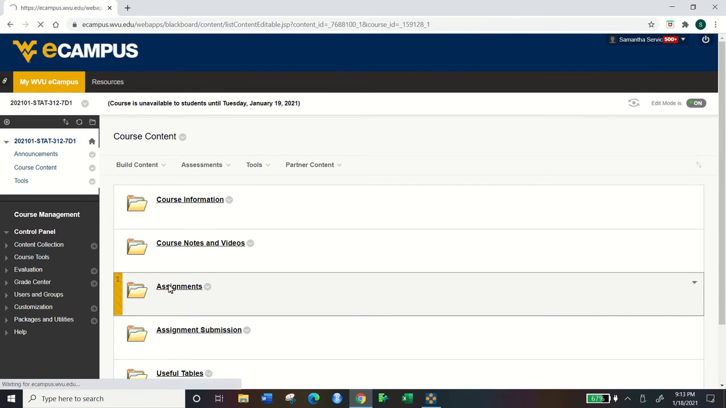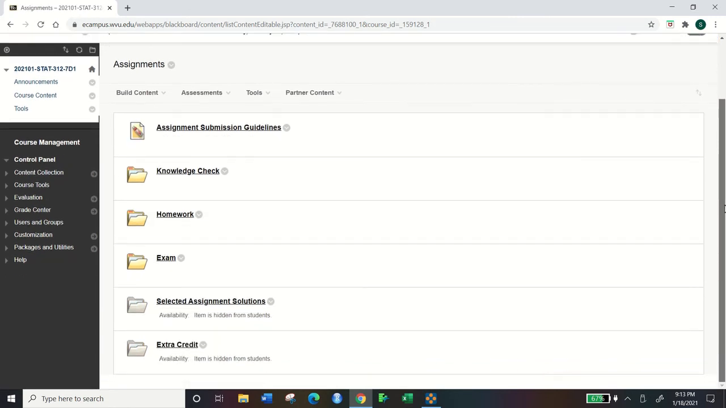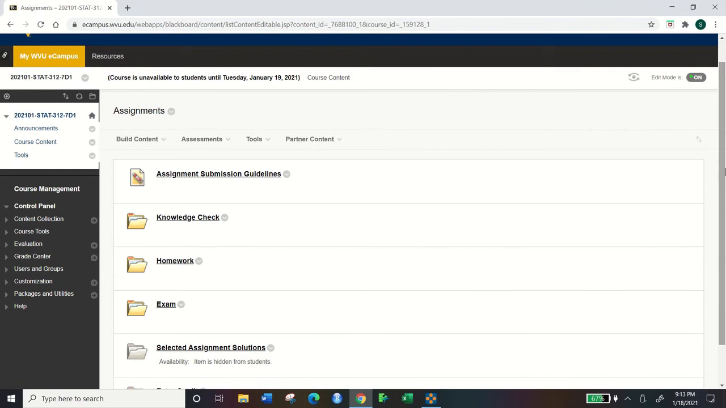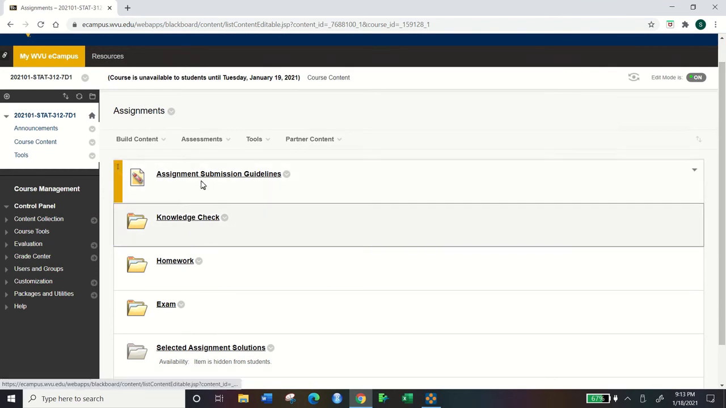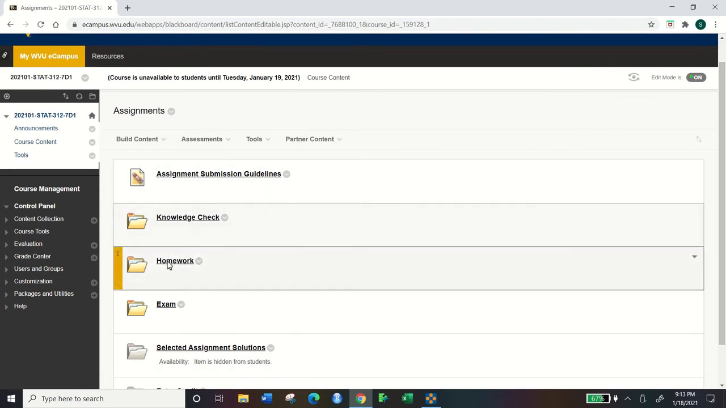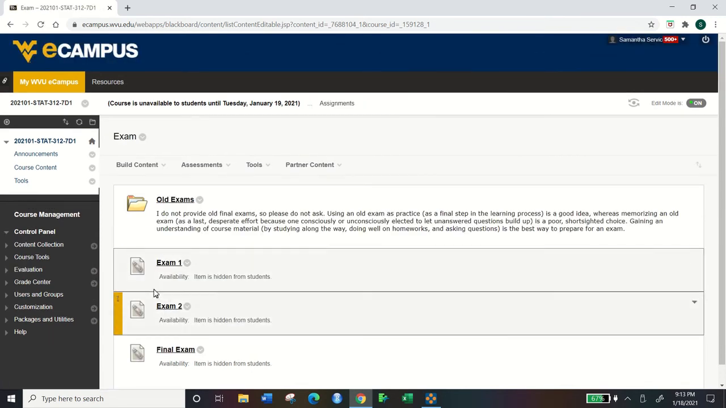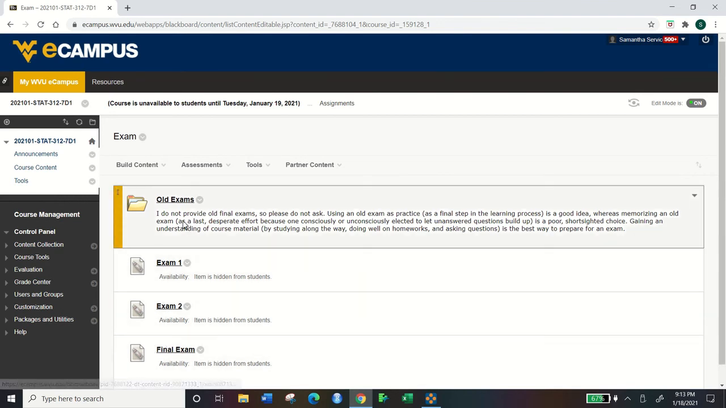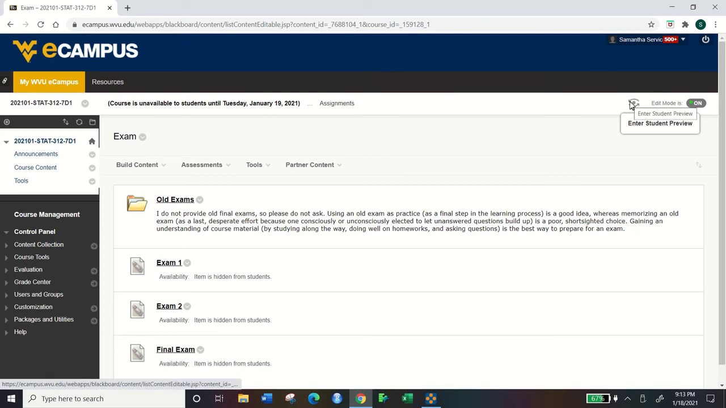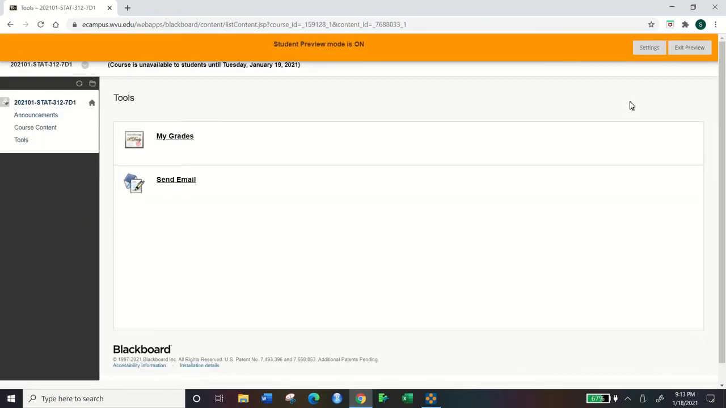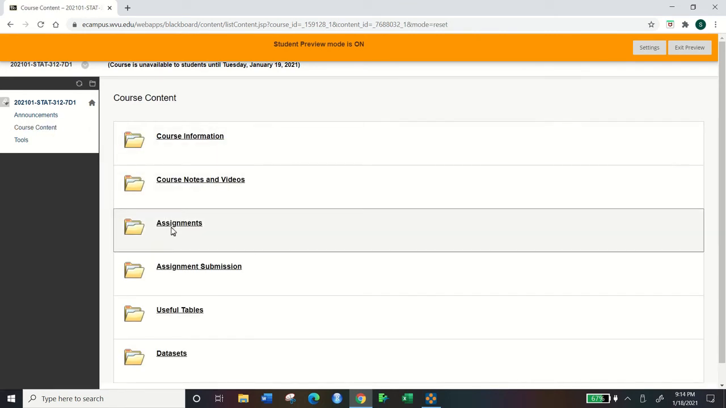Under assignments, you will see all assignments posted for this semester. You obviously won't be able to see these 2 shaded columns, but you will see assignment submission guidelines, knowledge check, homework, and exam. If you select the exam, you will not actually be able to see exam 1, 2, or the final, but you will see this. Actually, if I'm smart, I'm just going to switch to student preview mode so you can see exactly on your screen what I'm showing you now.